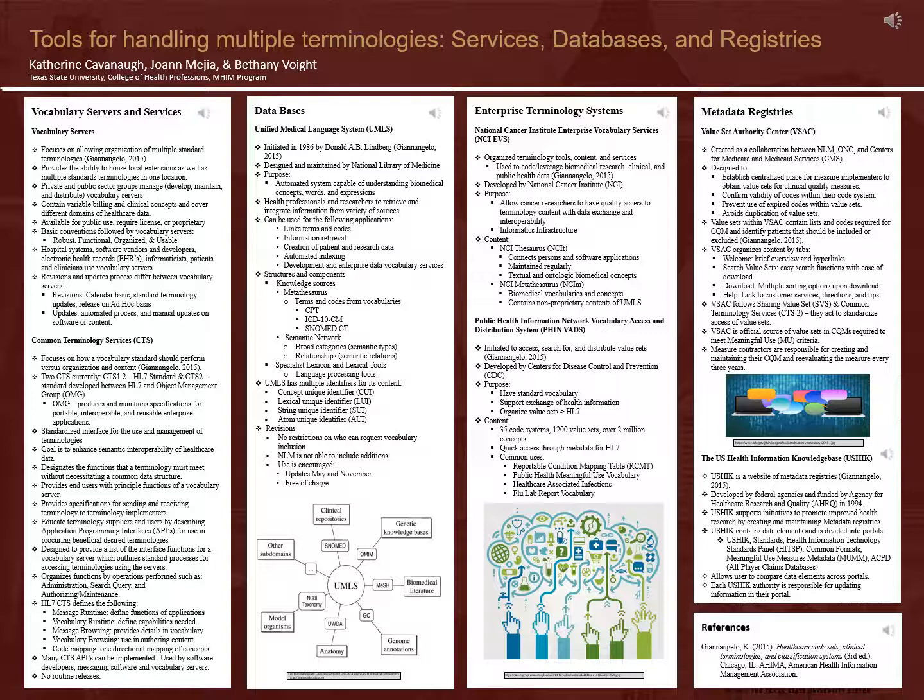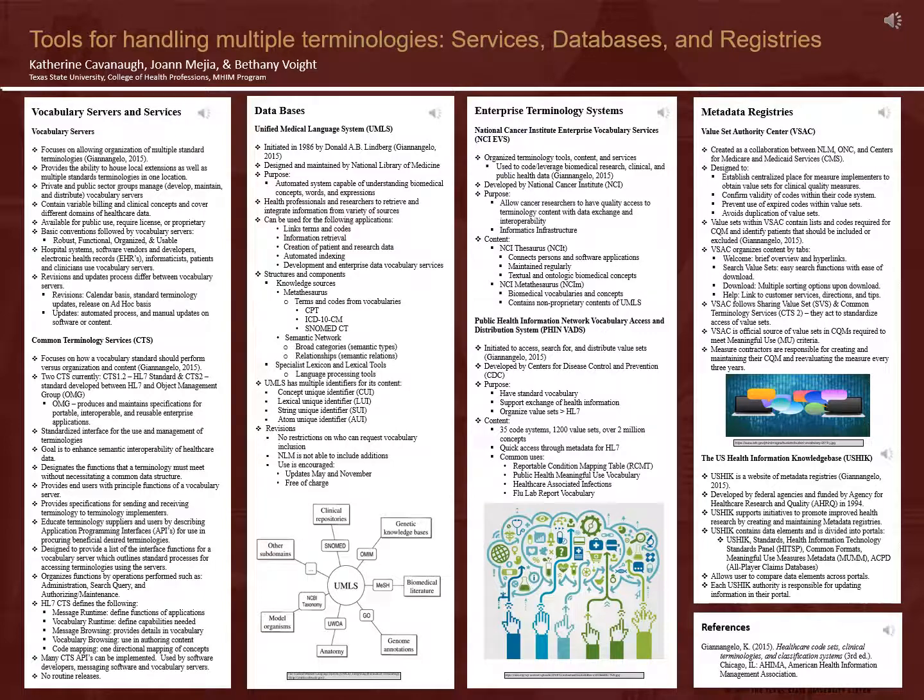Value sets on VSAC contain lists and codes required by the CQM reporting and identify patients that should be included or excluded. This also consists of one or more codes to define clinical concepts. VSAC organizes the content by tabs.